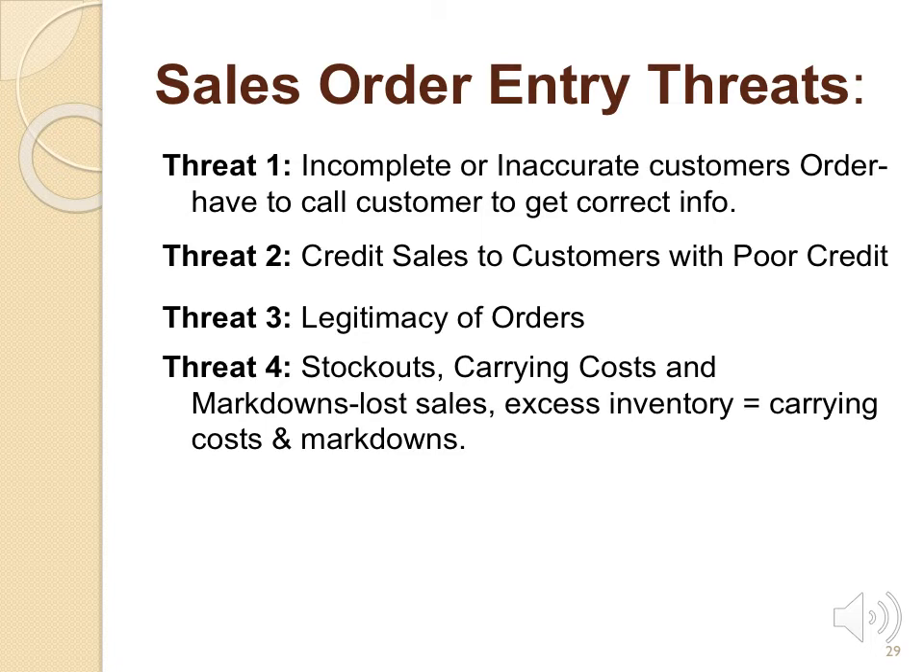All right, so for incomplete or inaccurate customer orders, we want to have a good database that's up to date. For credit sales to customers with poor credit, we want to have technology that will tell us that if a customer is overdue, we're not going to be able to add any debt to his account. We also want to separate the credit function from sales, a separate credit area where we don't sell product to customers that have poor credit.